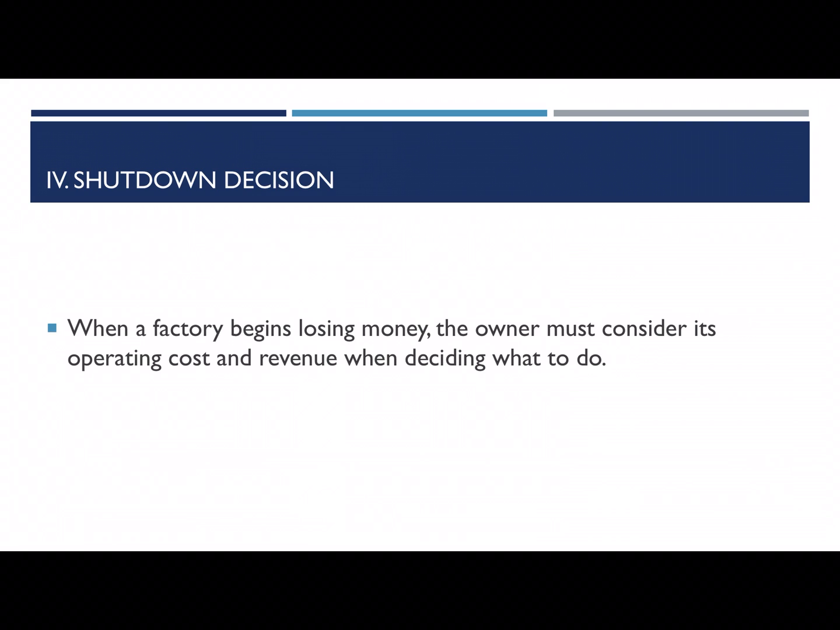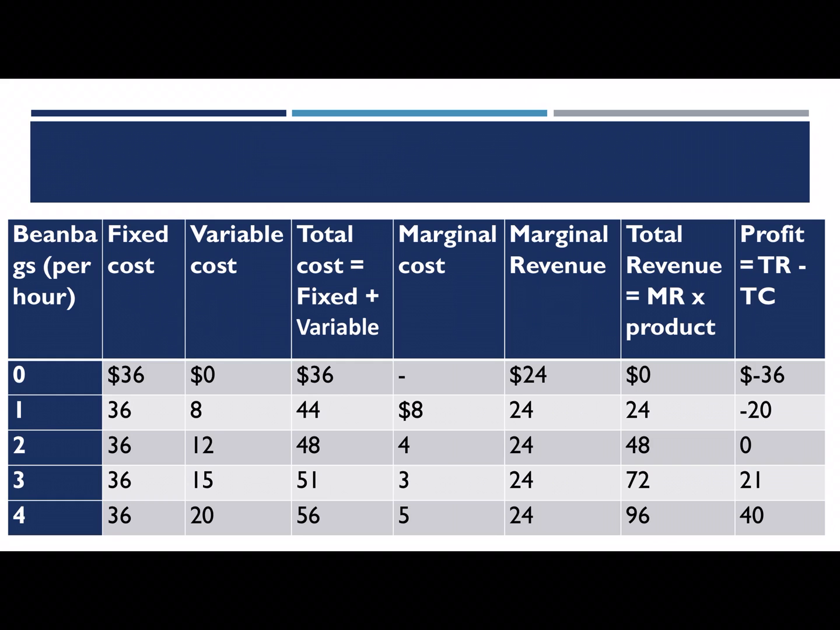So the last thing is, when do you make a shutdown decision? Well, when the factory begins losing money, the owner must consider its operating costs and revenue when deciding what to do next. So say we get it to 10 beanbags per hour and our profits are pretty minuscule still, maybe under $200, well, you could keep going, but you're not making very much. So that's all decisions that have to be made by the owner.